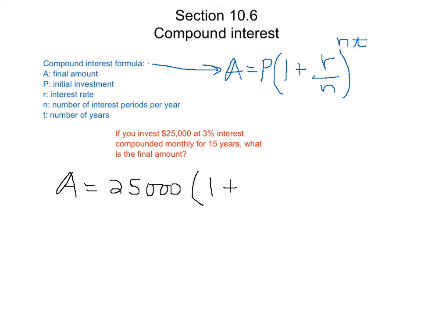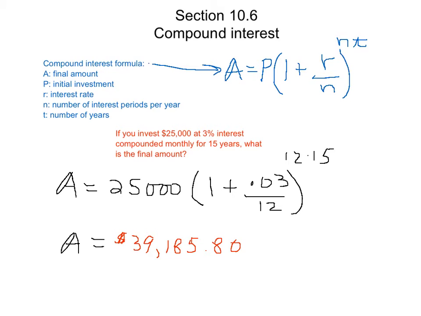25,000 times 1 plus, now it's not 3. 3% means 0.03, and that's a place that is very easy to make a mistake. Divided by n, number of interest periods per year, raised to the n times t, number of years. So this is one where you need your trusty Inspire, and what do you get? If you press the keys on your Inspire correctly, that's what you should come up with: $39,185.80. Okay? So that's simply straight away just plugging right into this formula.